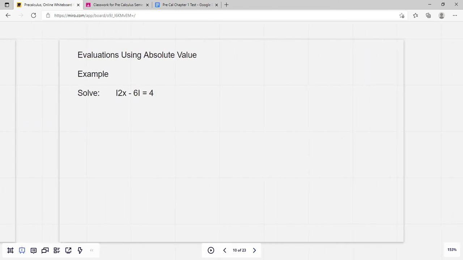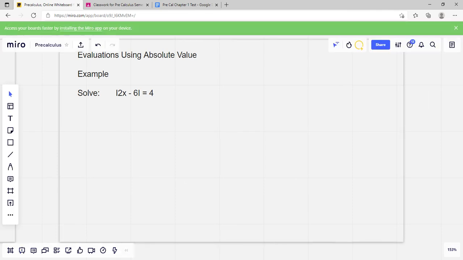All right, so equations using absolute value. In these, we're just going to have to remember when we did the square rooted things, we used a plus or minus sign. So when we take the absolute value of something, we do the same thing. We use a plus or minus sign basically. So this is 2x minus 6 equals plus or minus 4, right?